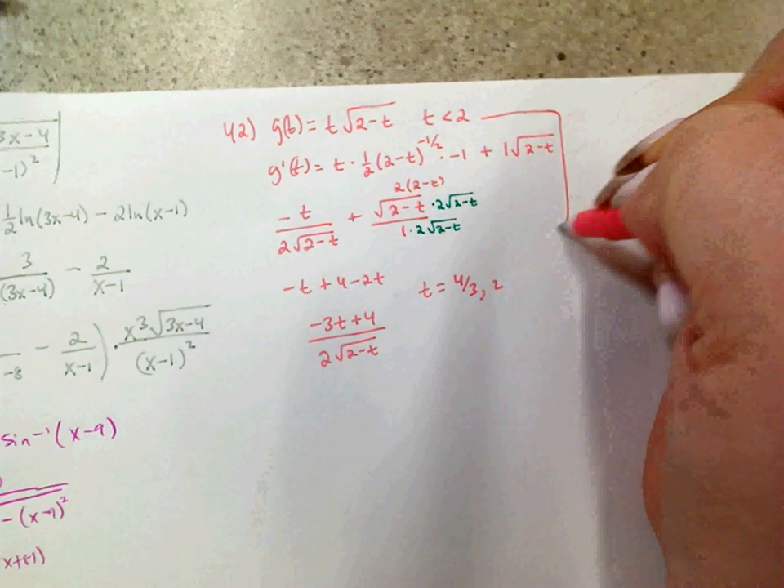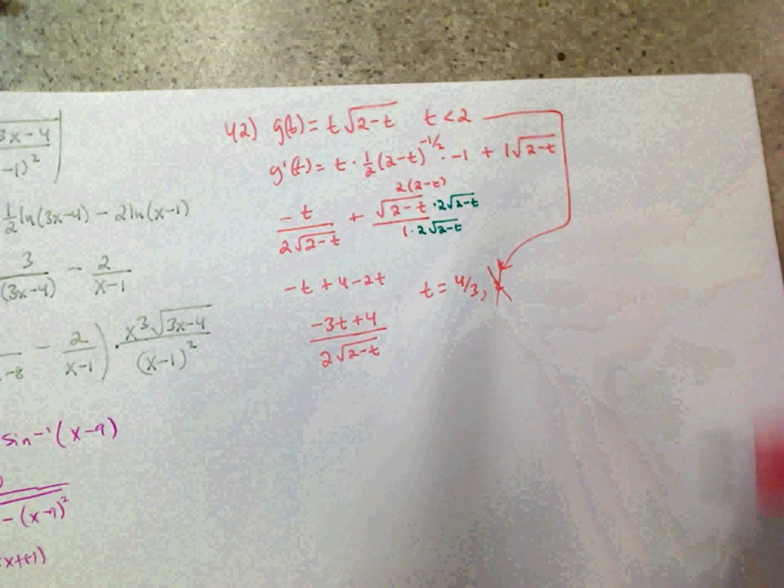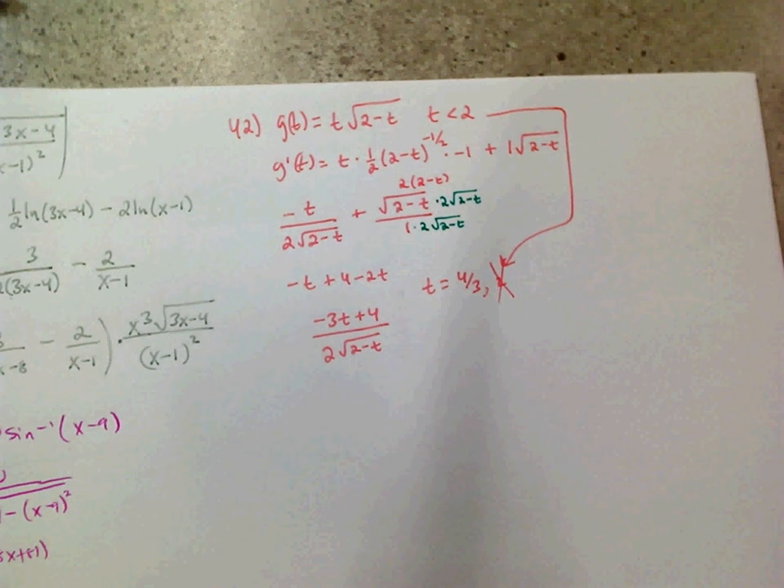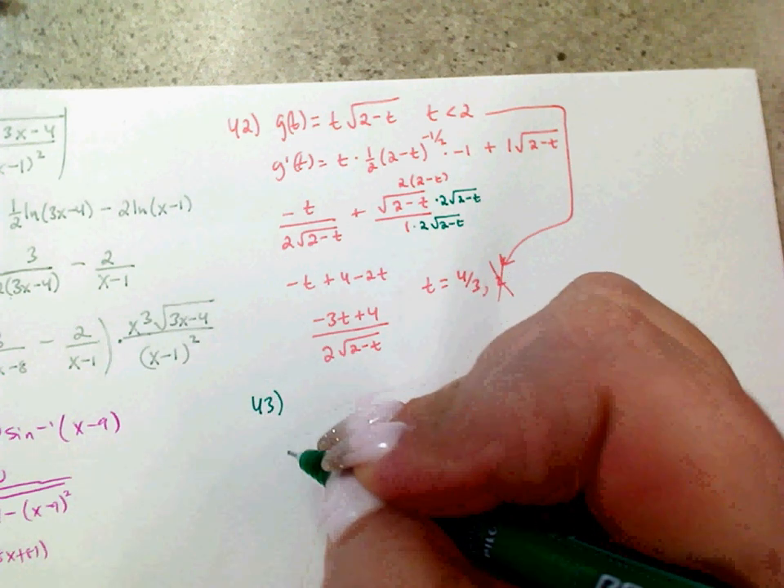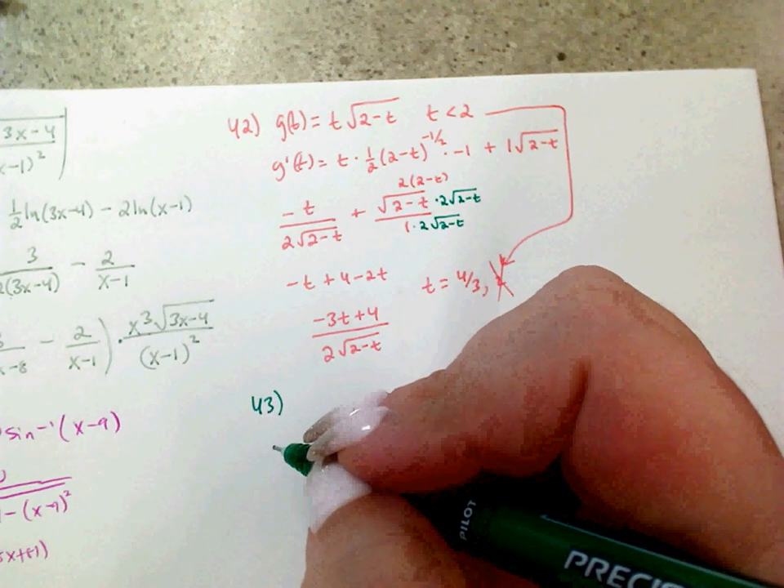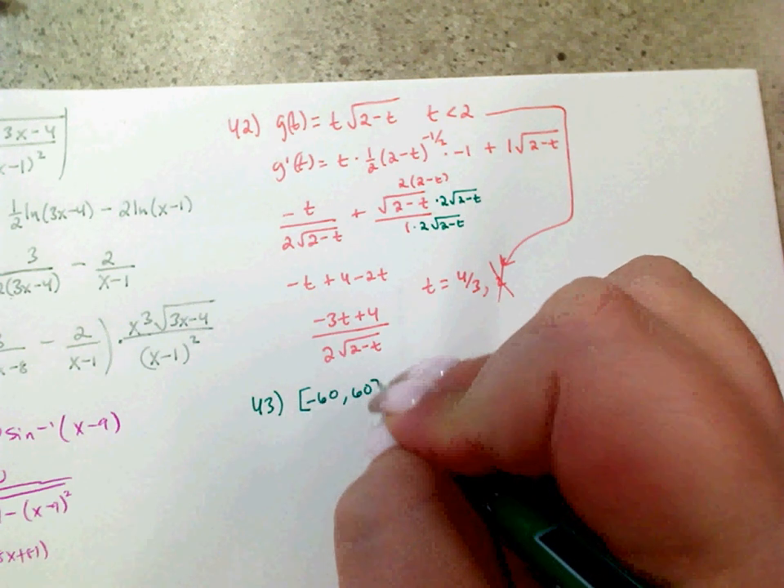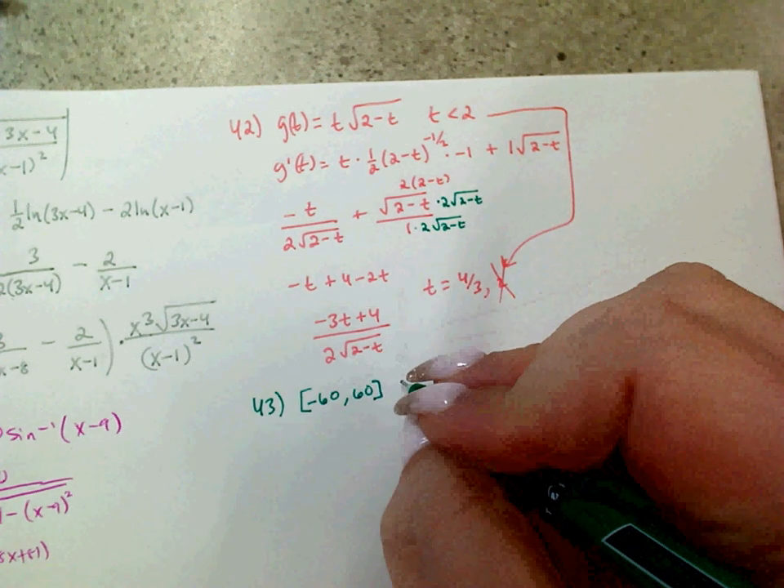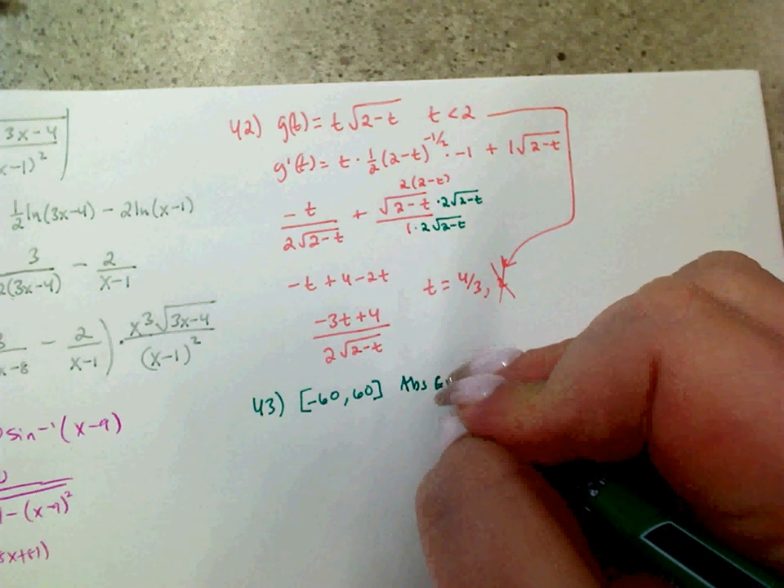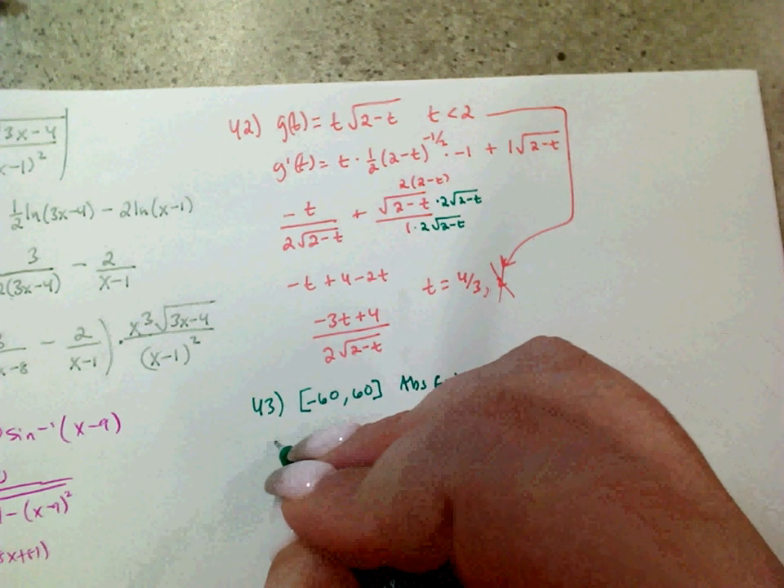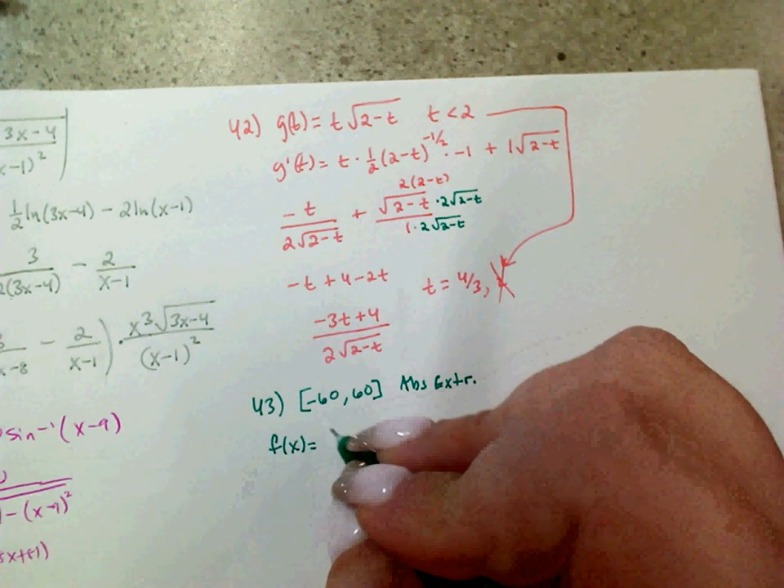Alright. Number 43. Locate the absolute extreme of the given function on the closed interval. So on the closed interval, -60 to 60. Find the absolute extrema of f of x equals 60x over x squared plus 36.